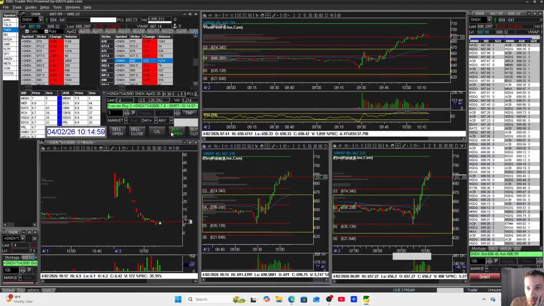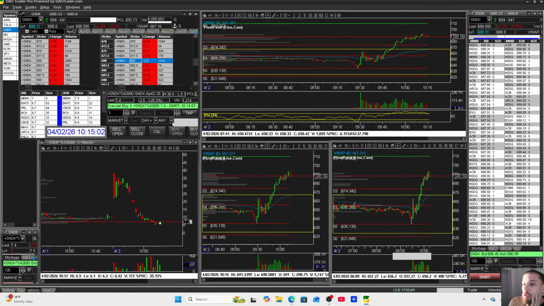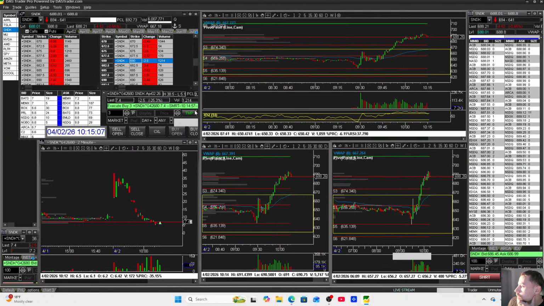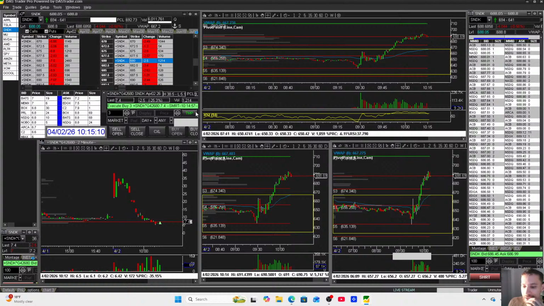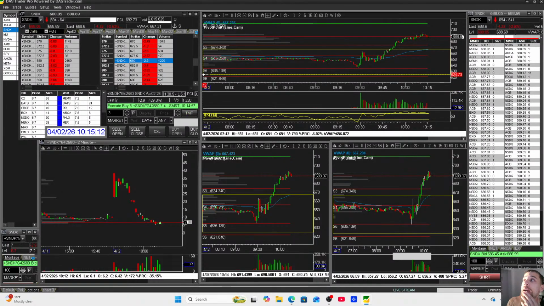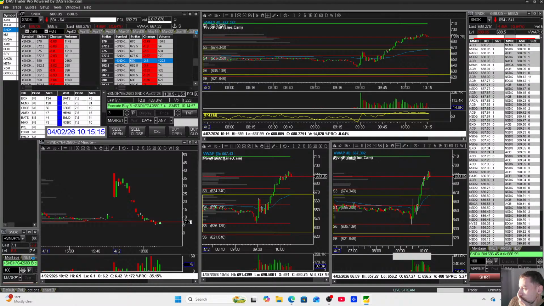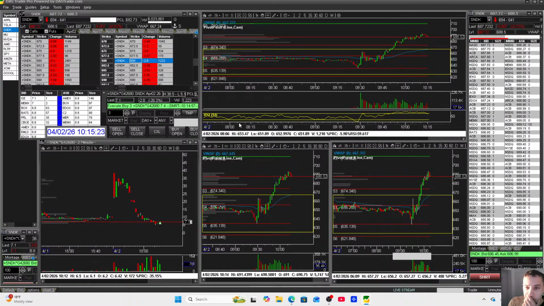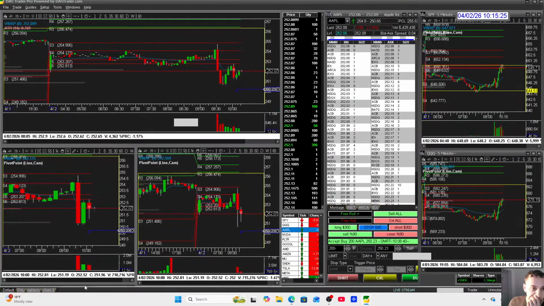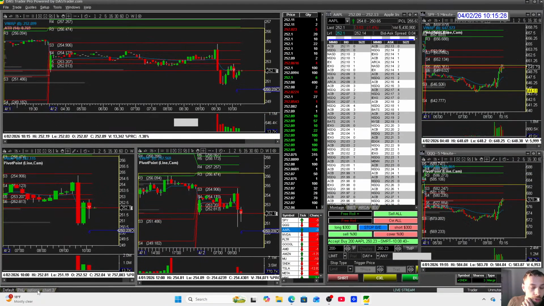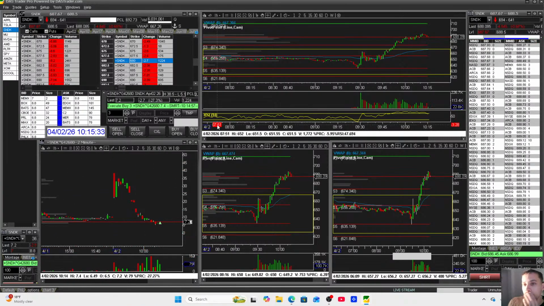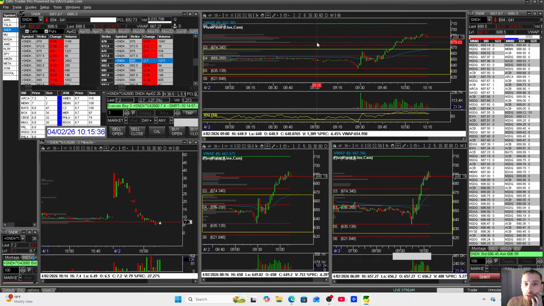Take 3 contracts here. So I'm short on SNDK. I'm looking for a pullback now. Still in Apple, so 2 trades right now. I'm looking for a pullback on SNDK.